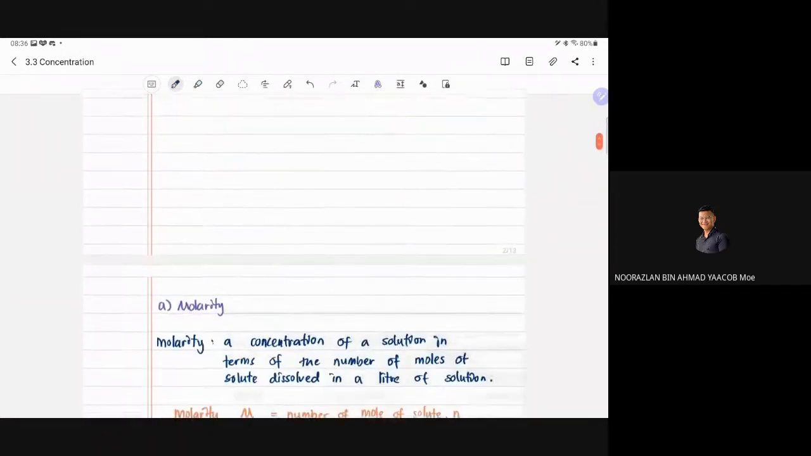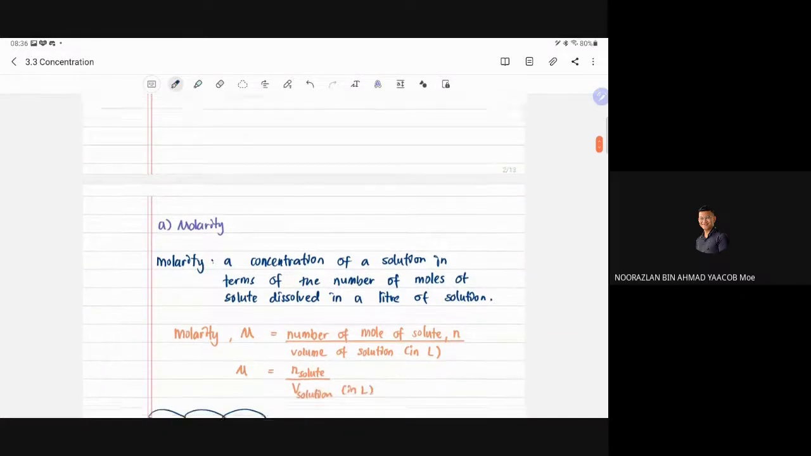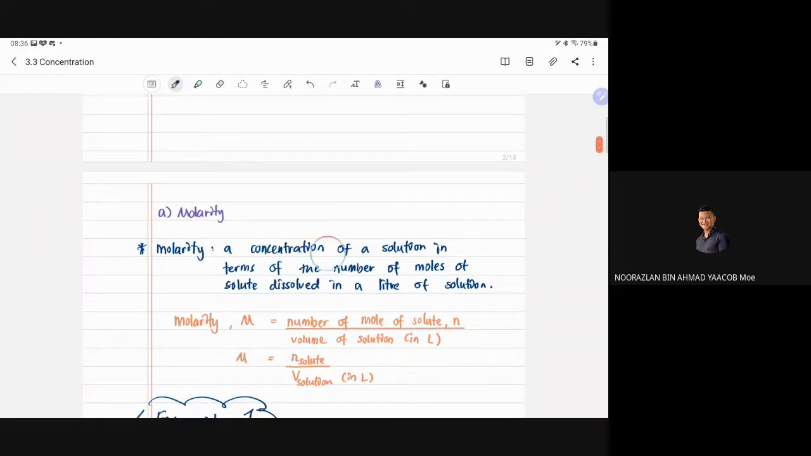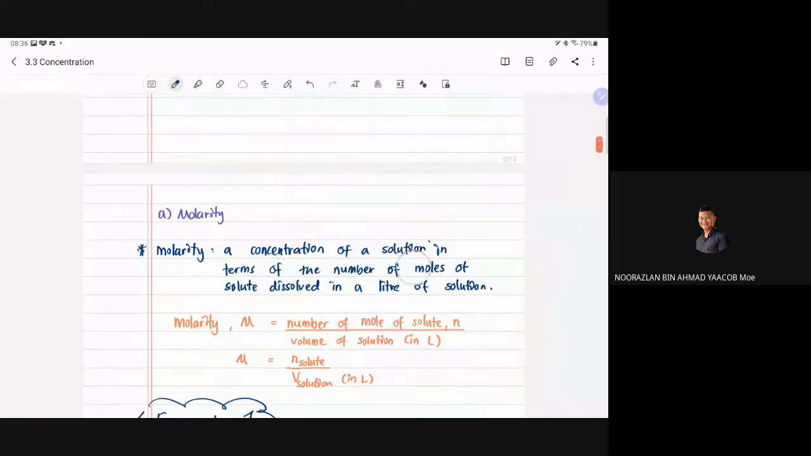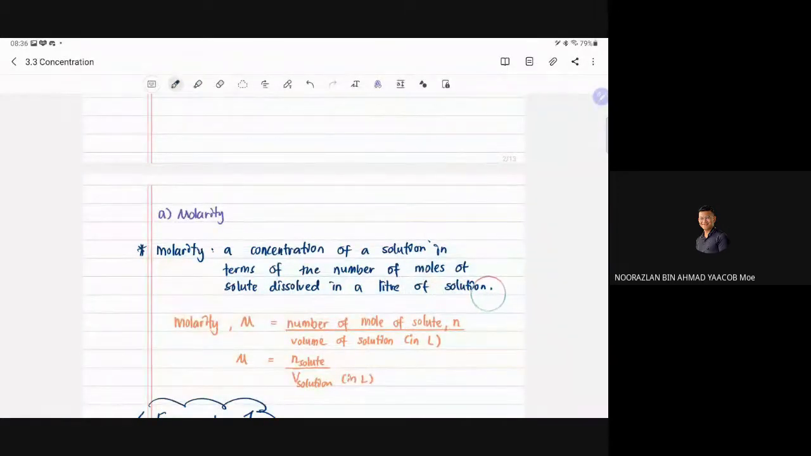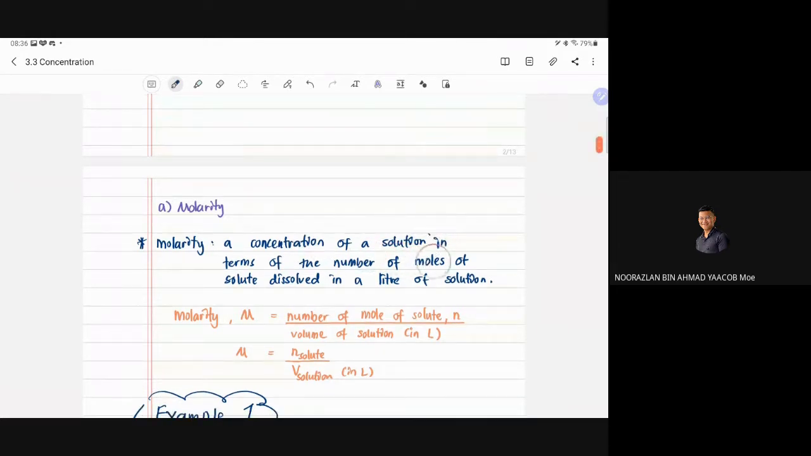Okay, now let's have a look into molarity first. So by definition, ni kamu kena hafal definition ni kamu kena hafal. It is a concentration of a solution in terms of the number of moles of solute dissolved in a liter of solution. Okay, so dia adalah sejenis kepekatan yang dikira menggunakan terma bilangan mol solute yang dilarutkan dalam 1 liter solution.